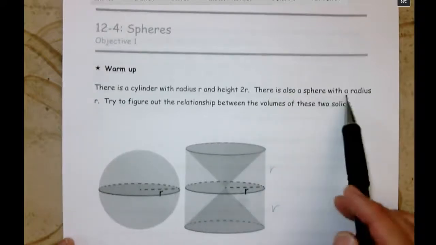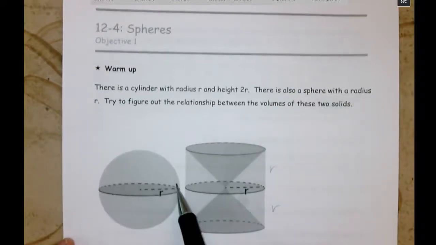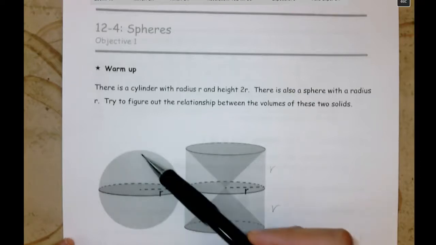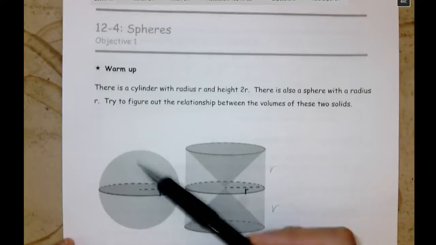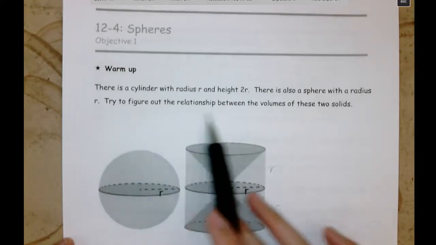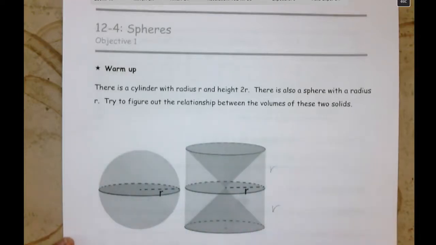And there is also a sphere with radius r. If the radius is r, then this is r and this is r, so the distance from here to here will make it 2r. So this sphere actually fits in, kind of inscribed in this cylinder, in that this top is going to touch here, this is going to touch here, this is going to touch here, this bottom is going to touch here, center of this space. Okay, and try to figure out the relationship between the volume of these two solids.